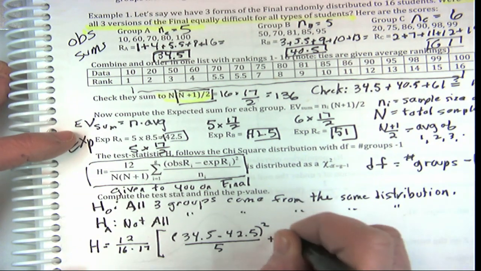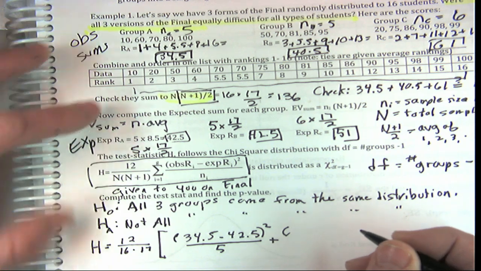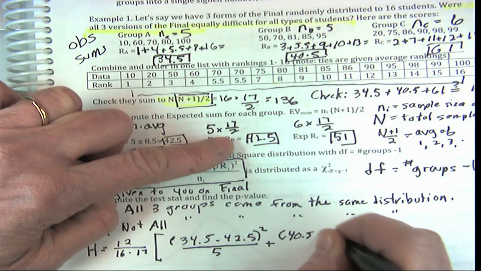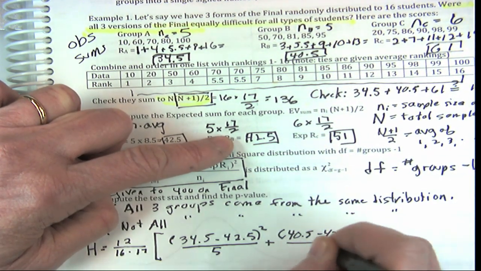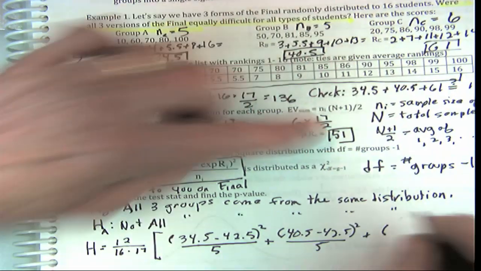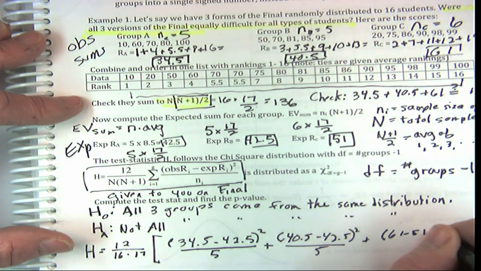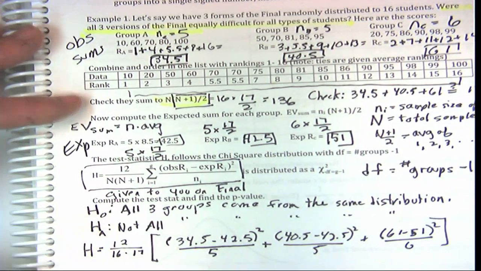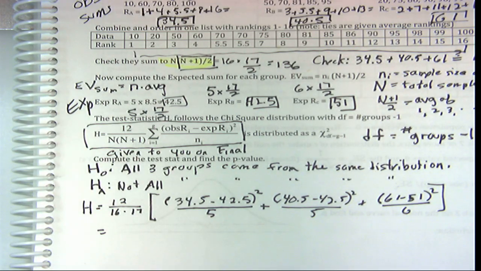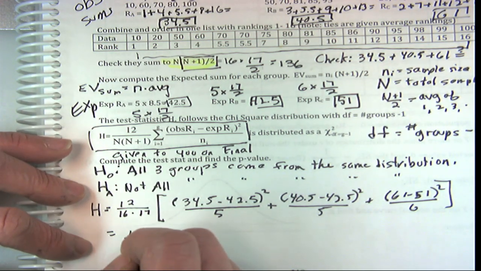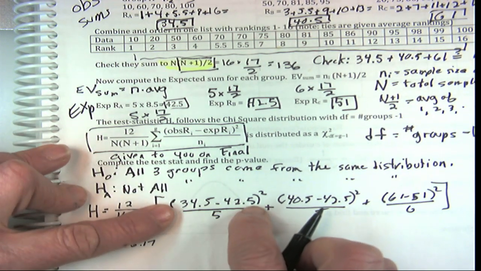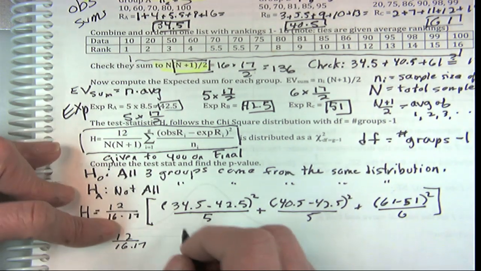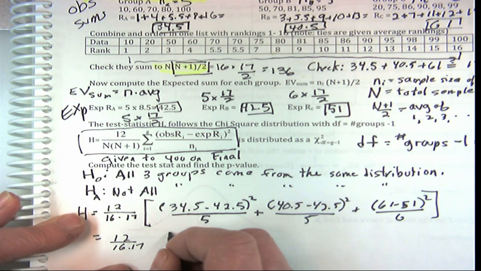So now we'll do the next one. And the next one is 40.5 minus 42.5 squared over 5. And the last one is 61 minus 51 squared over 6. So that's what we're doing. All right. So what I want to show you now, instead of just working it out, is these differences in here. And then you'll understand why we have to square them. Okay? So let's do that. So our differences are what?